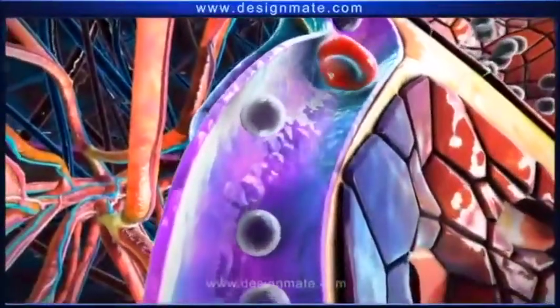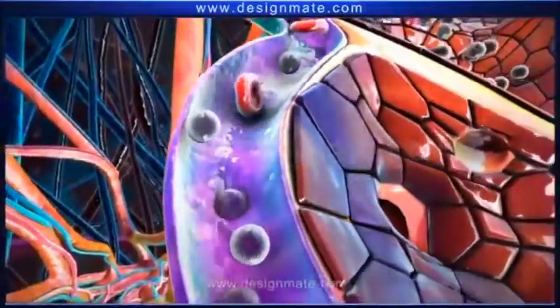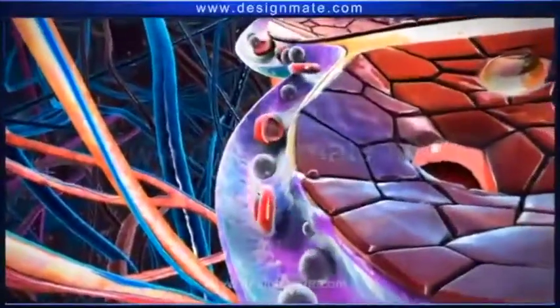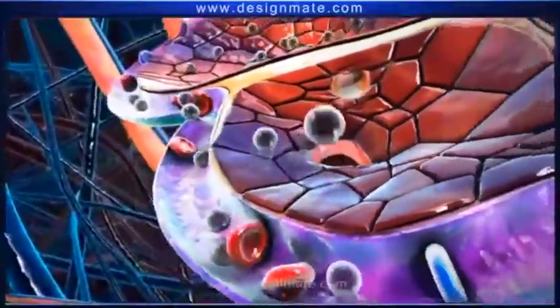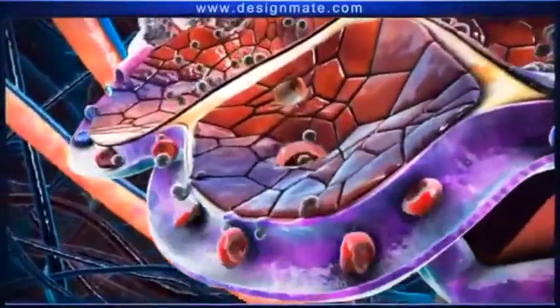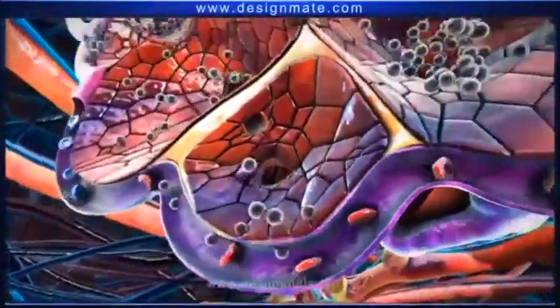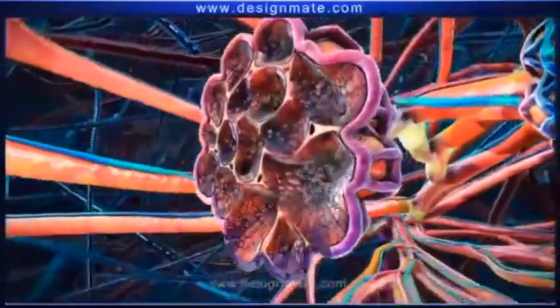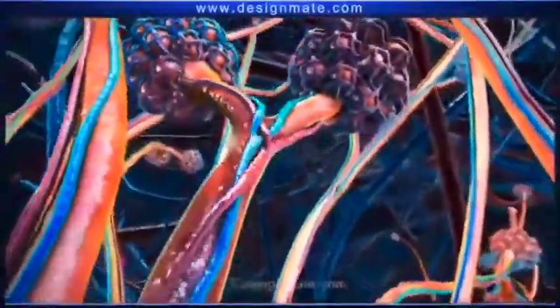The blood moving into the alveolus contains RBCs and carbon dioxide molecules. These molecules are released into the alveolus. The carbon dioxide collects in the alveolar chamber, and then from the alveolus, it travels through the bronchioles.